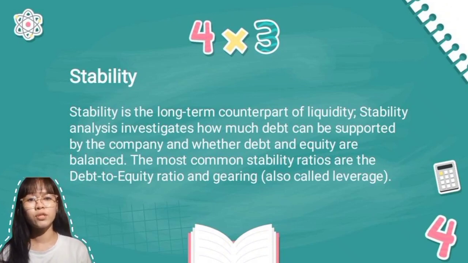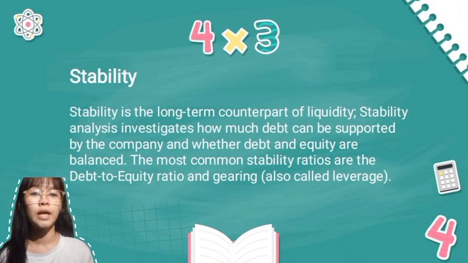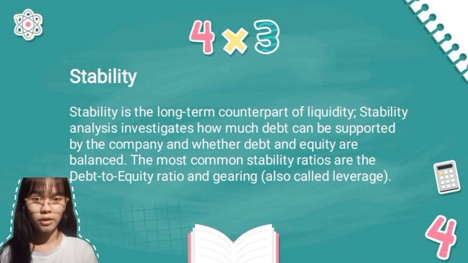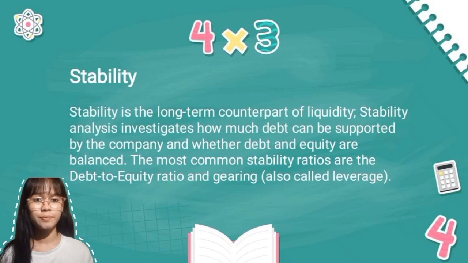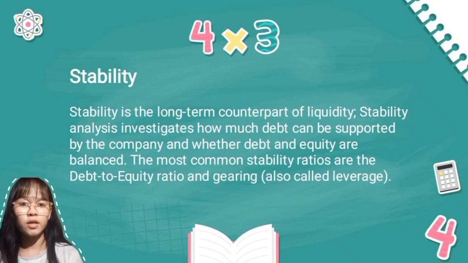Tinitingnan kung how much debt ang kaya mahandle ng company and if balanced ba ang debt and equity. A lower debt to equity ratio and moderate gearing ratio are generally considered more stable, indicating a healthier financial position for the company. That's it for my part.